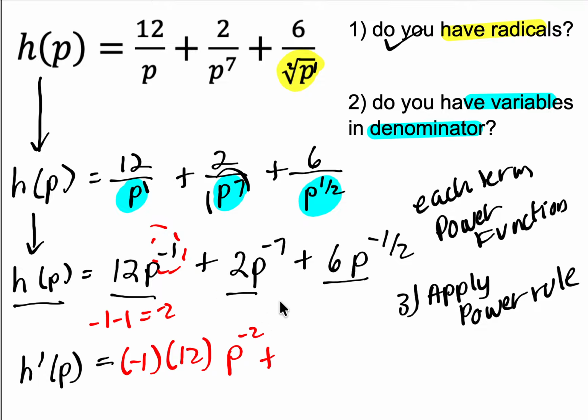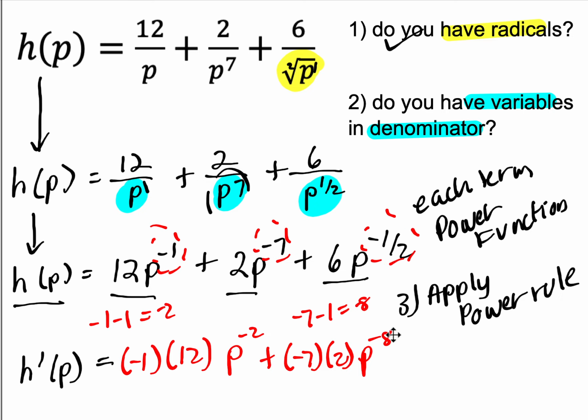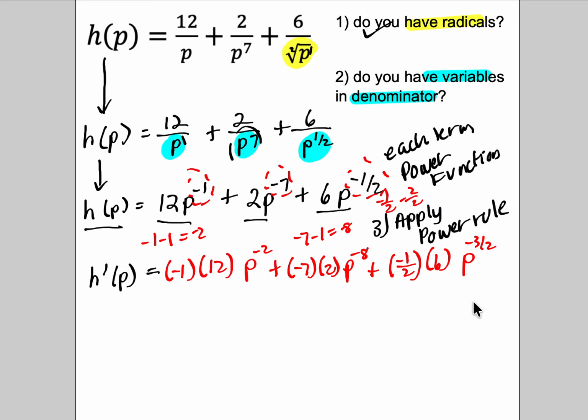I'm going to do my next term now. I'm going to take my exponent and bring it down. I like to do it in pieces. Negative 7 times 2. Now I'm going to subtract 1 from this. Negative 7 minus 1 is negative 8. And then my last term here, I'm going to take my exponent and bring it down. That's negative 1/2 times 6 to the p. And to do this, I'm going to subtract 1. Negative 1/2 minus 2 over 2 is negative 3/2. Negative 3/2.